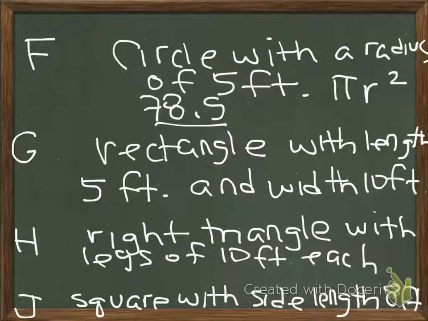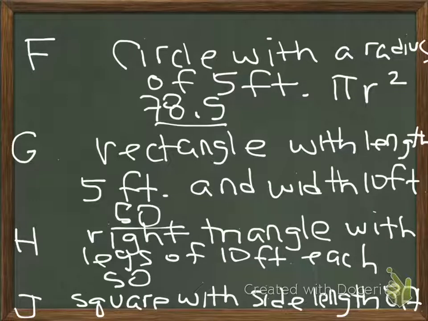Then we do a rectangle with a length of 5 and a width of 10. The area to do that is to multiply 5 times 10, which gives us 50. Keep that in mind. Then we have a right triangle with legs of 10 feet each, so that means both legs are 10 feet, or the base and the height are 10 feet. So that's going to be 10 times 10 divided by 2, base times height divided by 2, which is also 50. And then a square with a side length of 8. The area of a square is just the side squared, so 8 times 8, and that gives us 64.